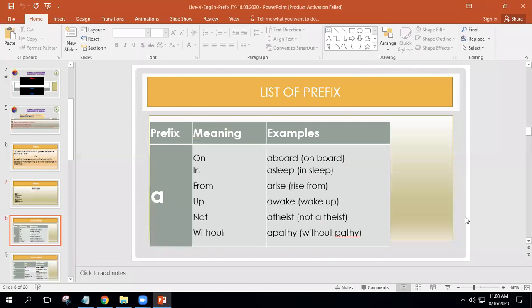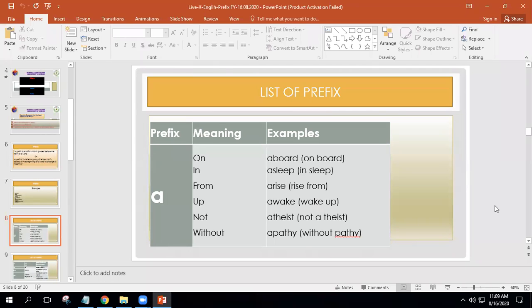Now, let's see the list of prefix. At first, A. A itself has many meanings, you all know. A is a determiner, and then if A is added with a stem of a word, then it is used as prefix. Now, see, which meanings does A contain? A has different meanings, and they are on, in, from, up, not, without.